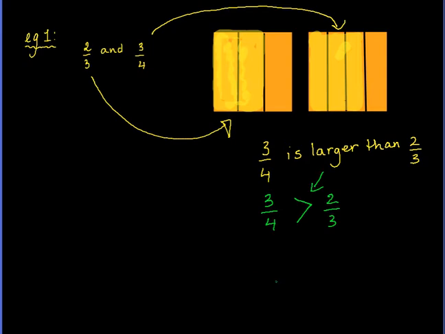Now let's take a look at how we can do the same thing, but instead of using a diagram, we're going to use equivalent fractions. Okay, so let me take another color. So using equivalent fractions, so how do we do this? Well, let me show you quickly.